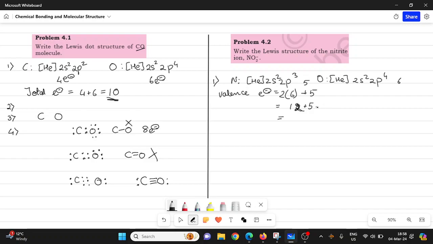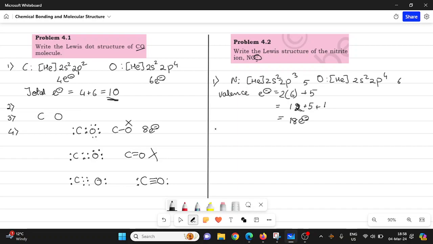And remember, you have an ion over here. It is NO2 minus. So this ion will have a 1 extra charge. Always remember, when you have a negatively charged ion, which is an anion, you will add a charge. When it's a cation, you will subtract it. So this 12 plus 5 plus 1 gives rise to 18 electrons.